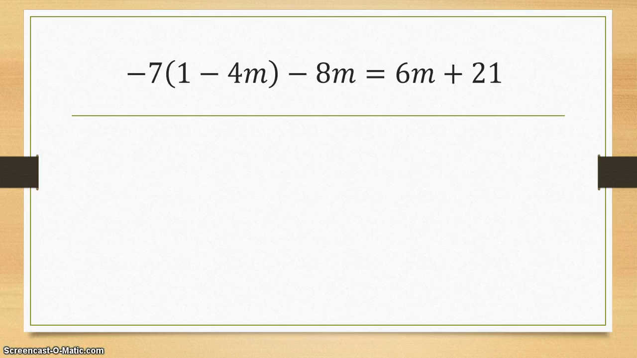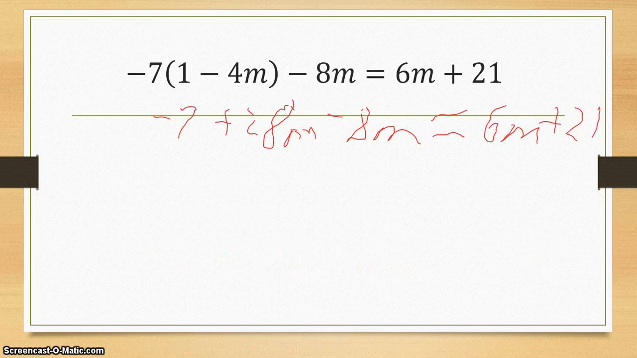First, we will be solving -7 distributed to (1 - 4m) - 8m = 6m + 21. To do that, we're going to have to distribute, and we'll get a total of -7 + 28m - 8m = 6m + 21. We get that because two negatives create a positive, and -7 times 1 is a negative.